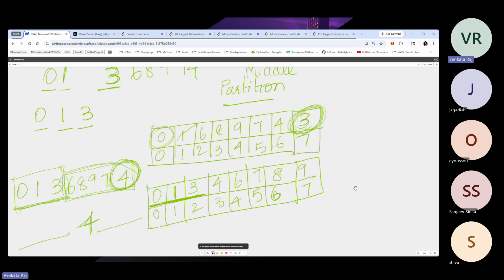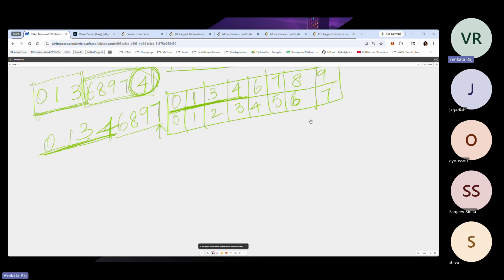Then what is there? 6, 8, 9, 7 is placed. The remaining 0, 1, 3 are there. So now you see the first 4 elements are in the right position. Again, I'll go to the last element, which is my pivot. So ignore this 0, 1, 3, 4. Don't worry about that, because I'm going through the second half of the pivot. So this is the pivot 4, and this is the first half, and this is the second half.